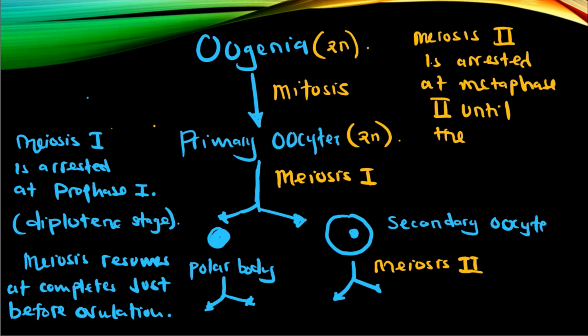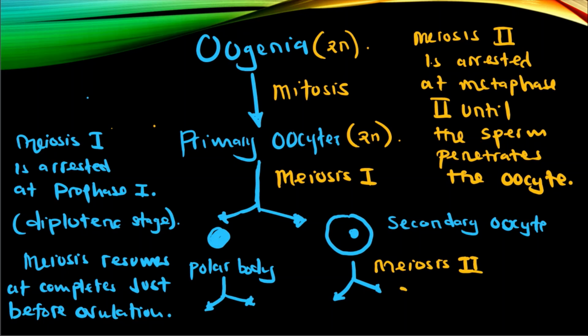the sperm penetrates the secondary oocyte. When the sperm penetrates the oocyte, it will activate the secondary oocyte and meiosis 2 is going to complete, and a mature oocyte is produced. What is produced after meiosis 2 is a mature oocyte. This mature oocyte is what you call the ovum, which is the mature female egg.